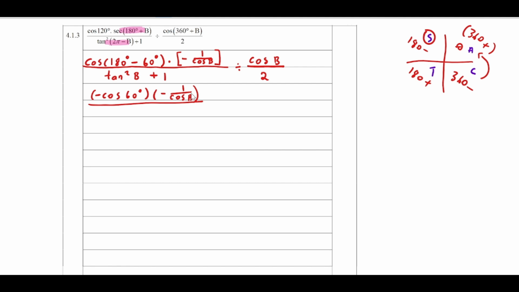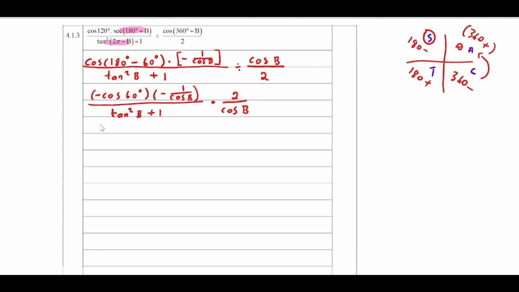In the denominator, what do we have? We have tan squared plus 1. Okay, for now, let's just write it as it is. Tan squared of b plus 1, because we want to change this, multiplied by, when you change division into a multiplication, this is going to be 2 divided by the cosine of b.